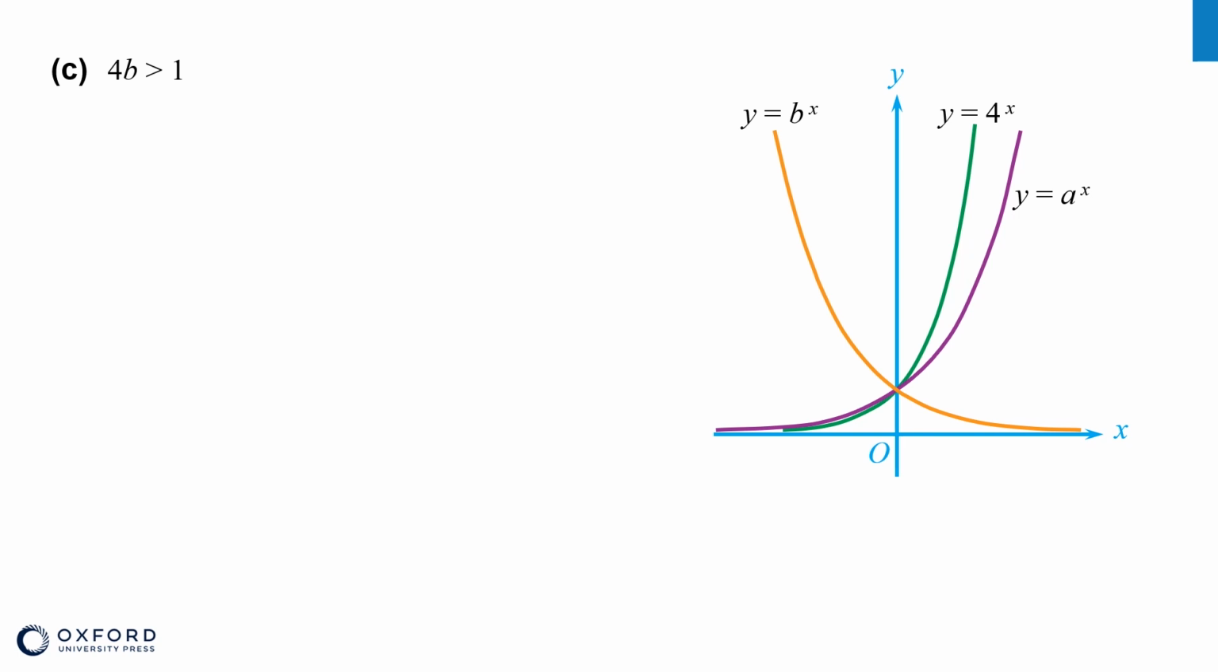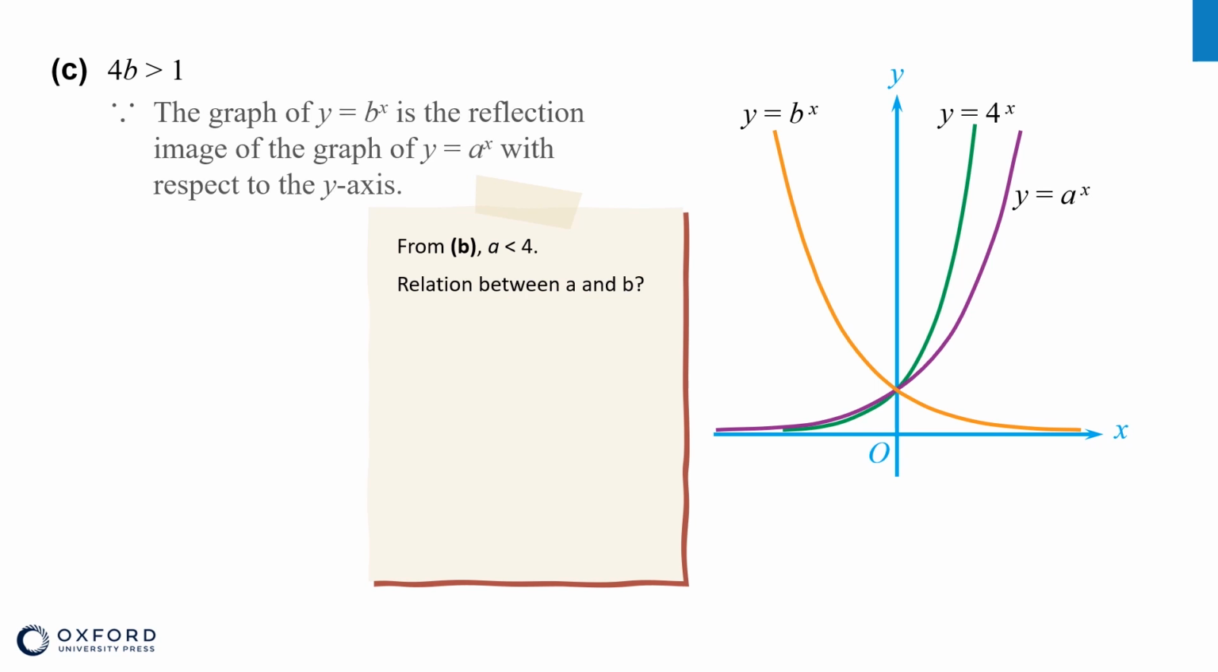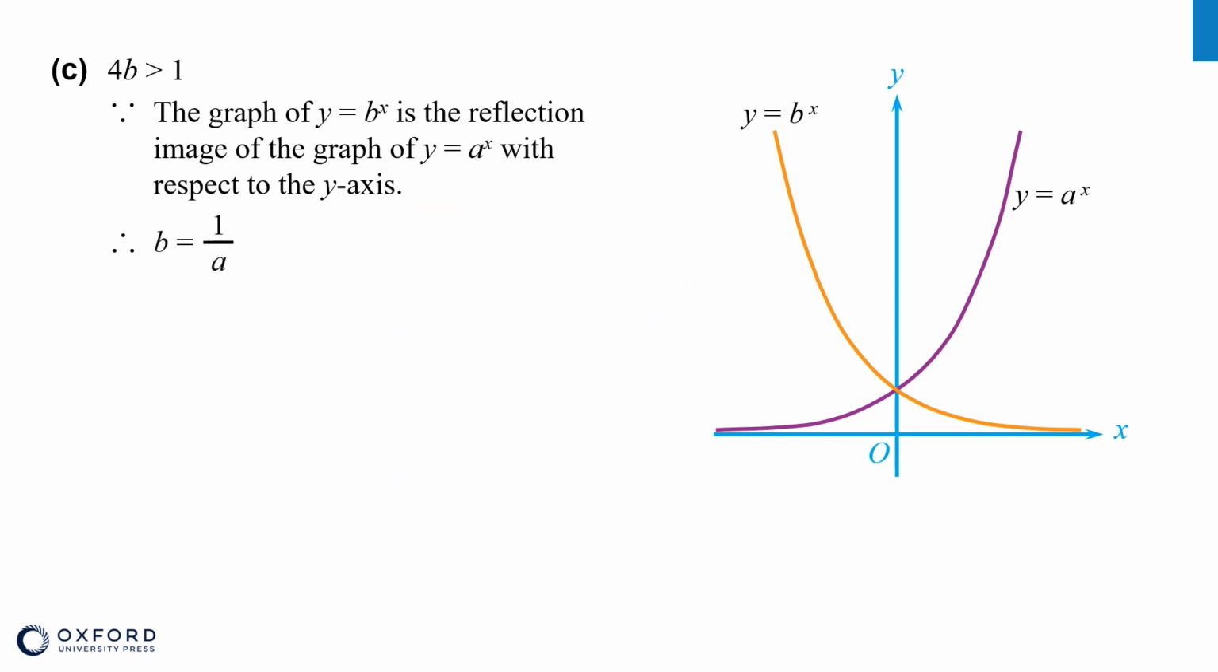Part C is 4 times b greater than 1. Okay, we know from part B that a is less than 4. How do we relate it to the value of b? Is there a clue about the relation between a and b? How about the fact that the graph of y equals b to the x is the reflection image of the graph of y equals a to the x? Yeah, from this, if you remember the features of exponential functions and the graphs, you can acquire that b is equal to 1 over a directly.